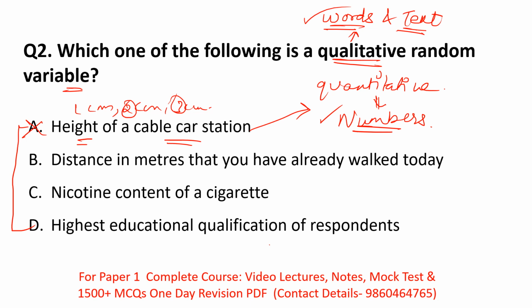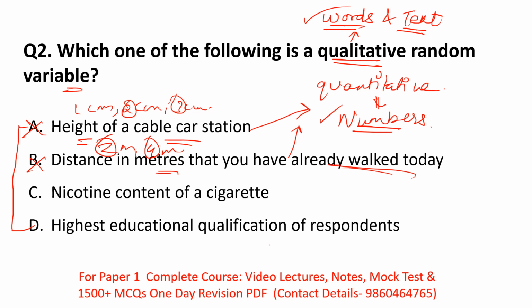Then option B, distance in meters that you have already walked today. How much distance have you already walked today? Like someone walked 2 meters today, again 2 meters, 4 meters, like that. Again you are getting your answer in the form of numbers. So option B is also a quantitative variable, not a qualitative variable.